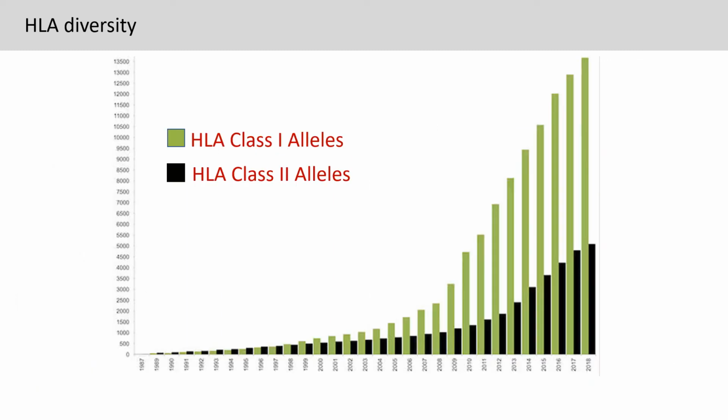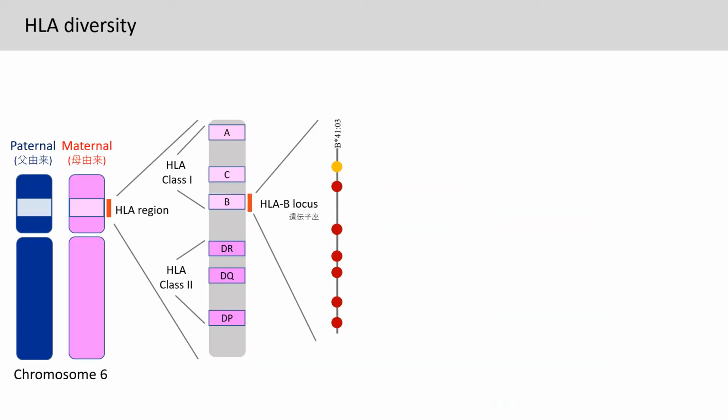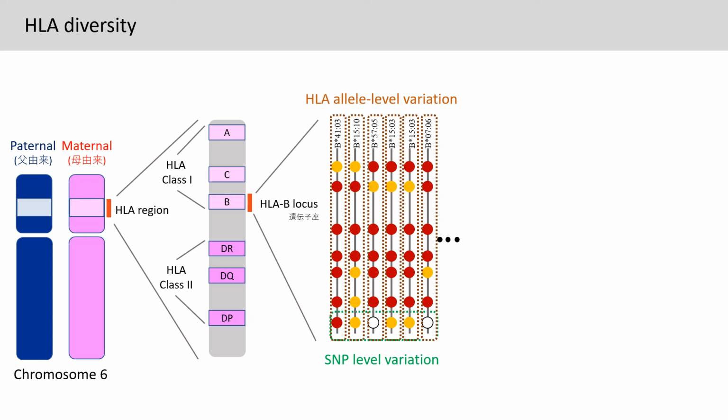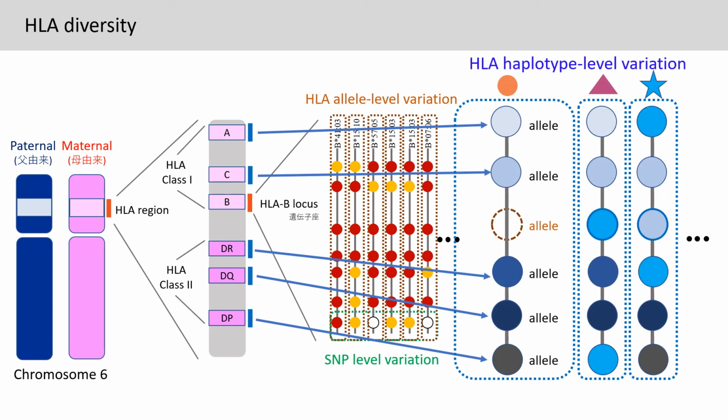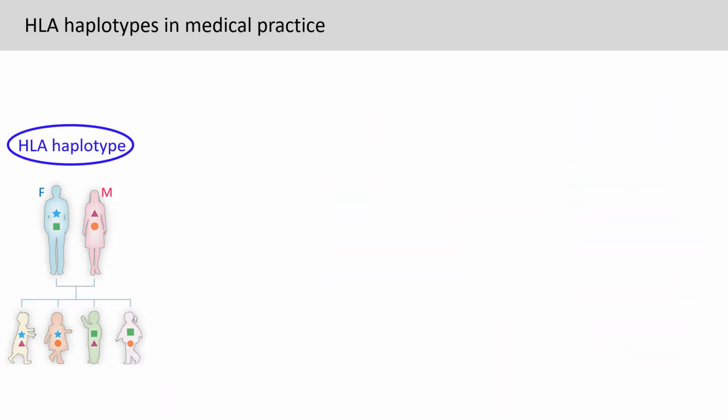This is a graph showing the number of HLA-RLs discovered so far by year. The number of HLA-RLs discovered has been increasing with techniques such as next-generation sequencing. Increased variation at the HLA-RL level implies increased variation at the HLA haplotype level. As a result, it is believed that there are tens of thousands of HLA haplotypes. Considering such diversity of HLA haplotypes is very important in medical practice.